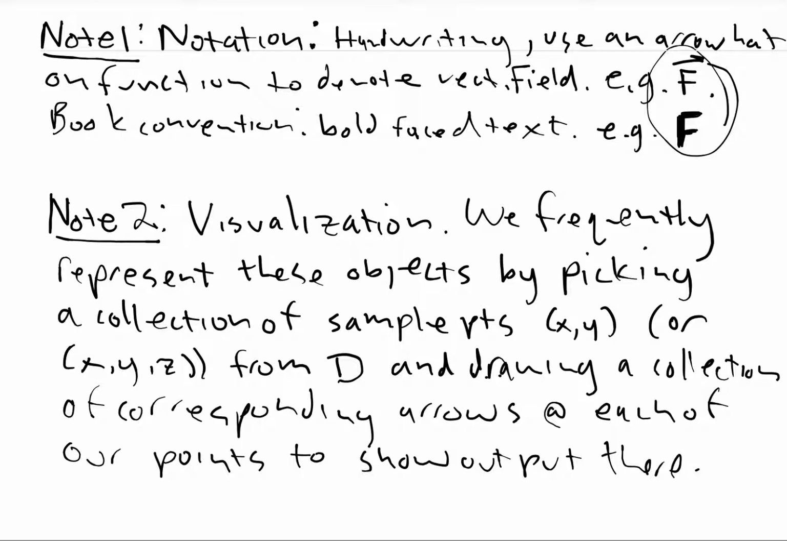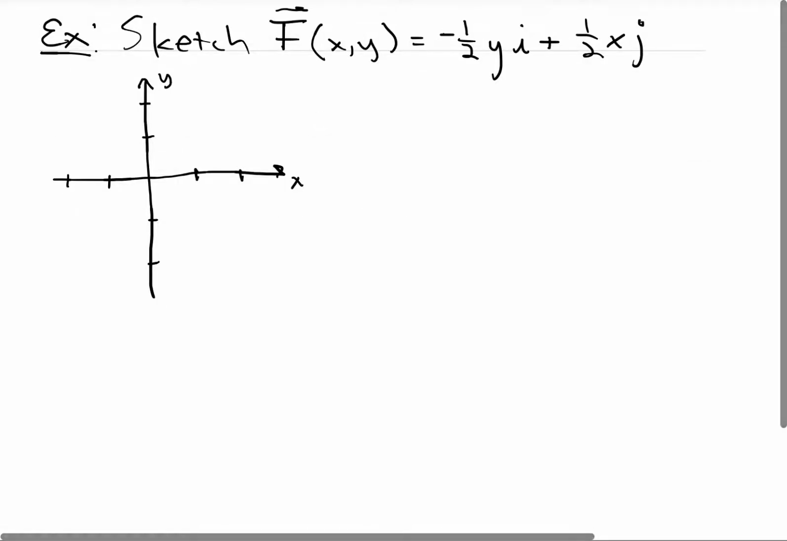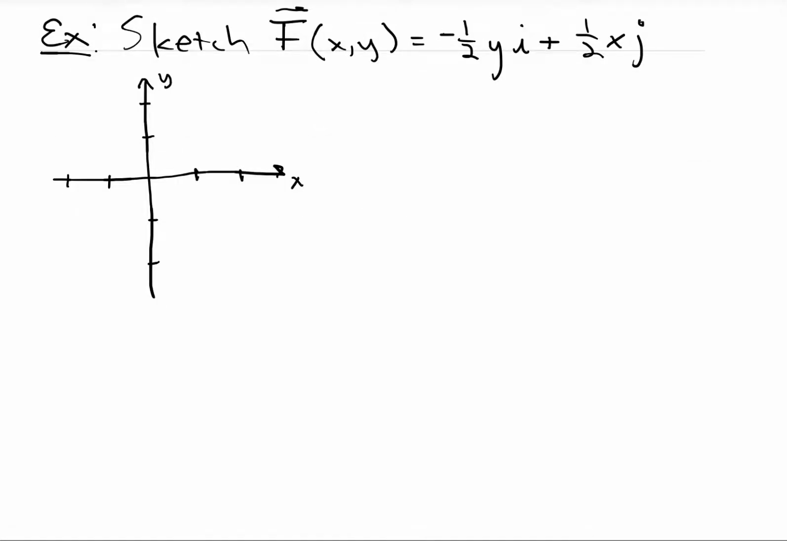Okay, so as an example here, I'll go ahead and try this with an actual vector field. All right, let's see if we can sketch this vector field, f of x y, f with a little hat on it, equals negative a half y i plus a half x j.